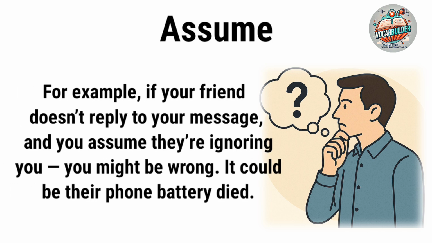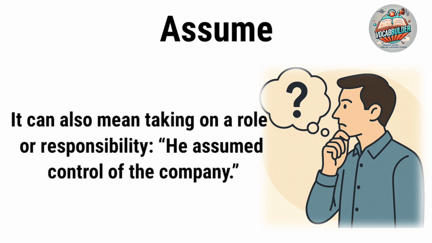For example, if your friend doesn't reply to your message and you assume they're ignoring you, you might be wrong. It could be their phone battery died. It can also mean taking on a role or responsibility. He assumed control of the company.